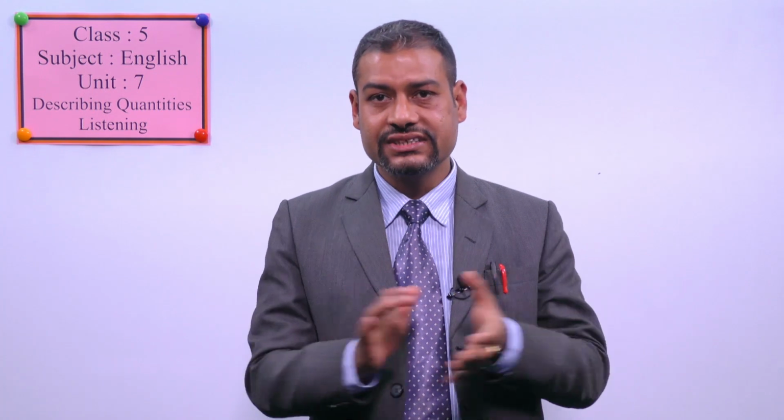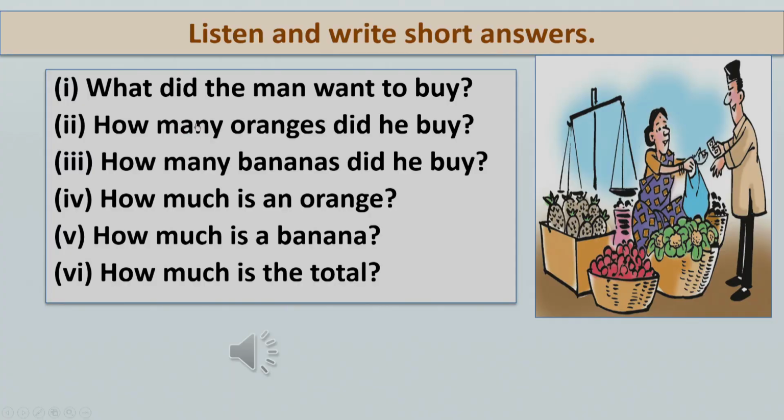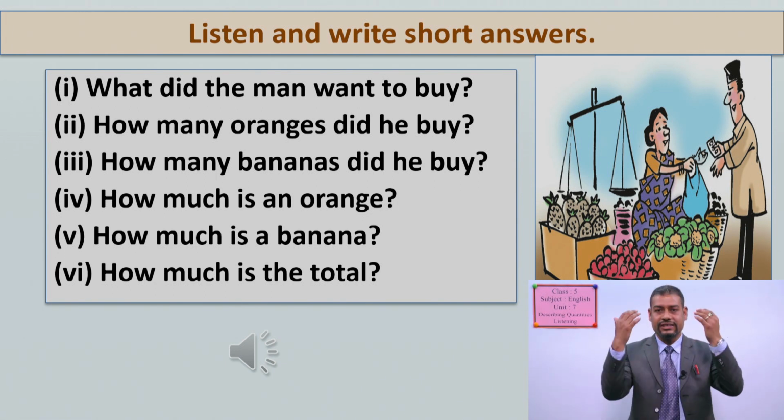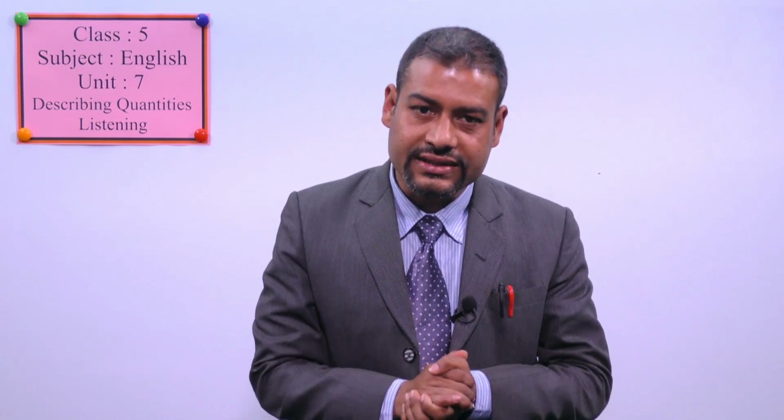Okay, are the questions clear to you? So once again: what did the man want to buy? How many oranges did he buy? How many bananas did he buy? You have to find out the number of oranges and bananas here. How much is an orange? You have to find out the price for a single orange. Then, how much is a banana? You have to find out the price for a single banana. And finally, how much is the total? You have to find out the total money that the customer has to pay to the shopkeeper. These are the questions.